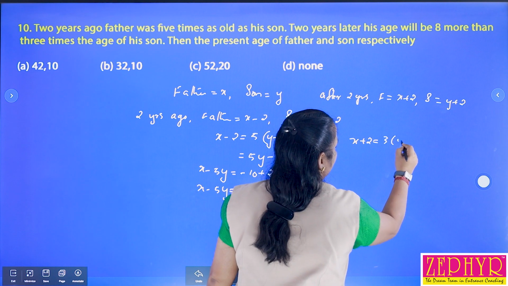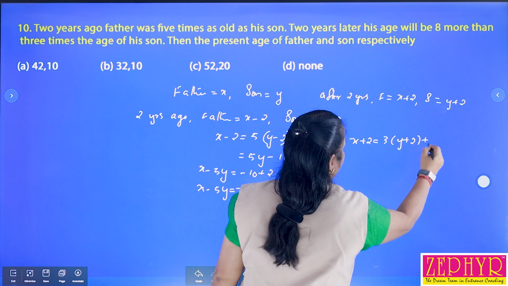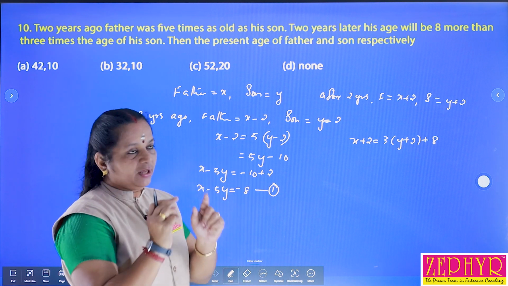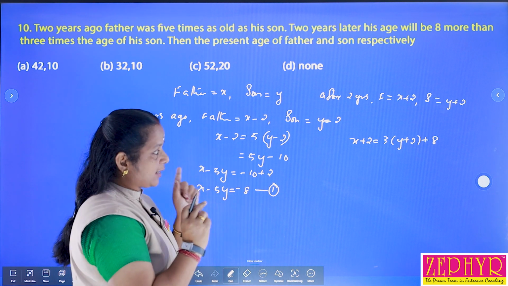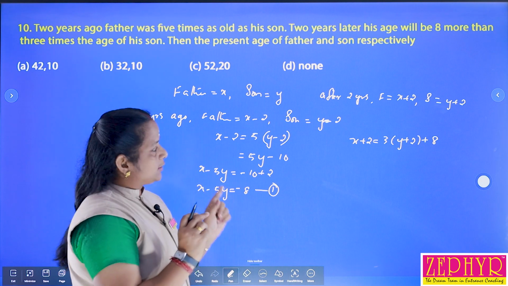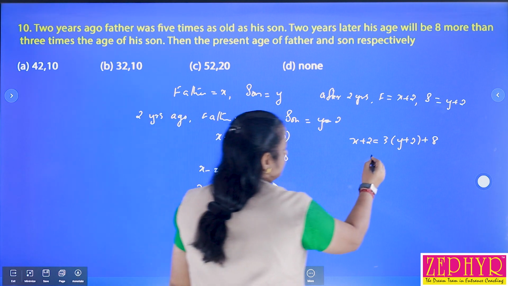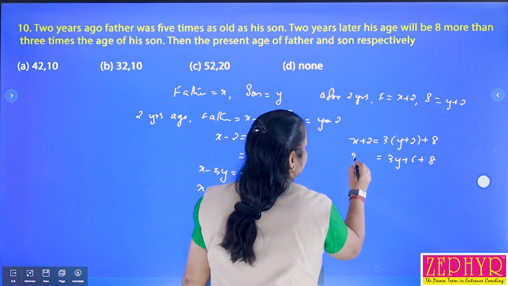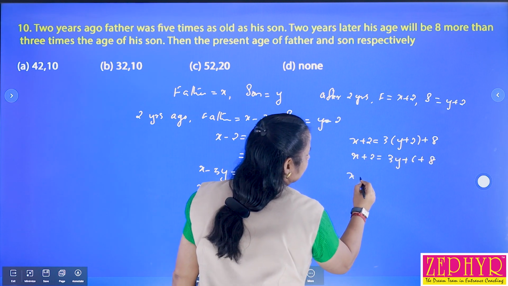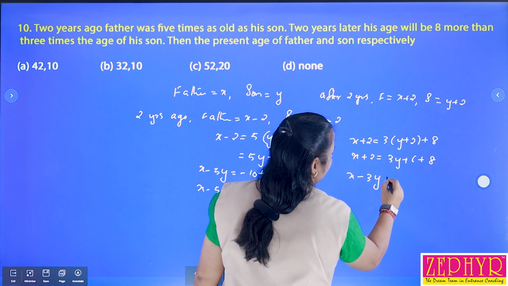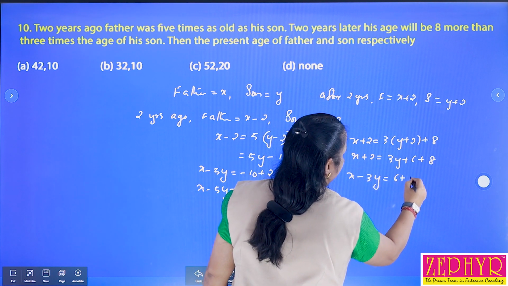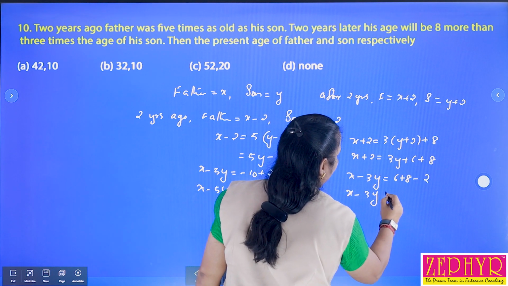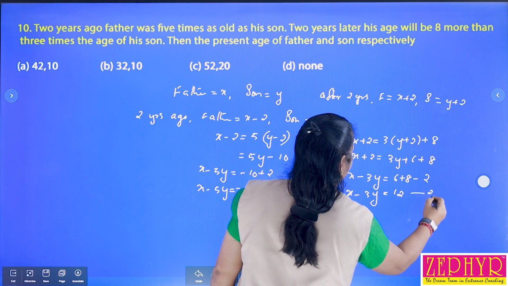3 times the age of his son plus age. And again, read this word problem carefully and construct two linear equations, then we can easily find the solution. So it gets 3y plus 6 plus 8, it is x plus 2. Then x minus 3y equal to 6 plus 8 minus 2. So x minus 3y equal to 12, that's equation number 2.